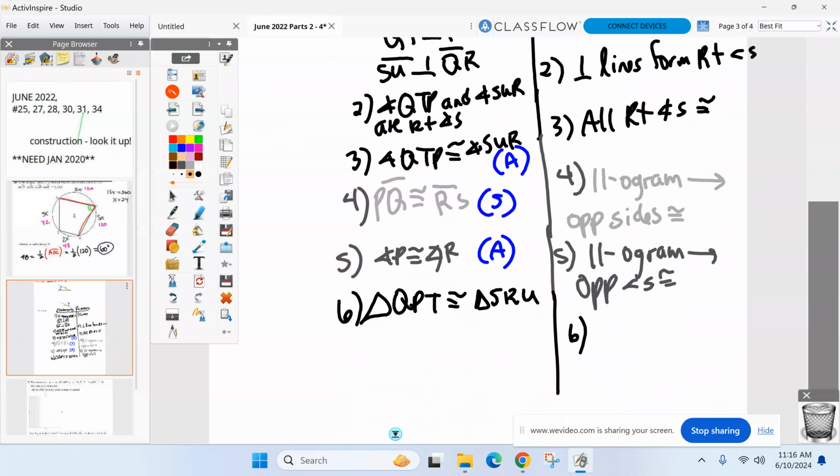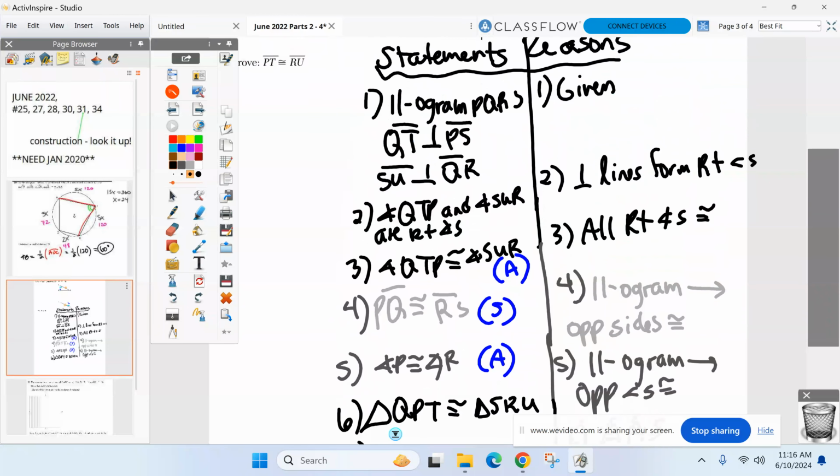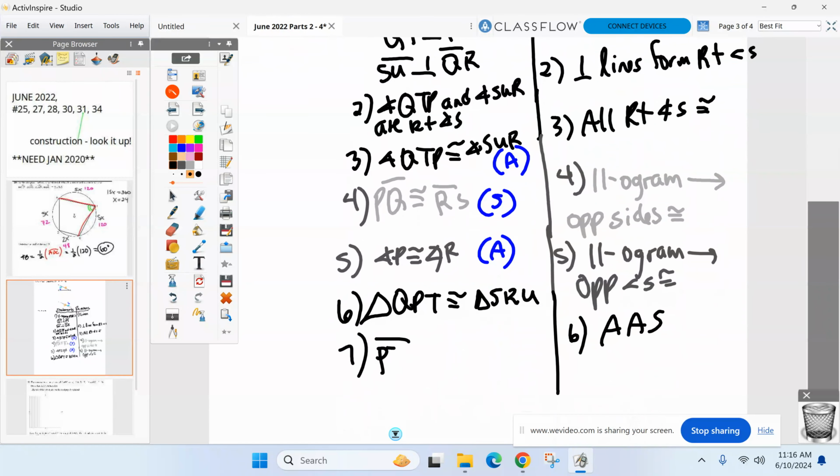Method. Where's the side? In between or no? Nope. Angle, side. And this is why we did all this work, right? To get to this part now, after the triangles were congruent, to say PT congruent to RU. Let it roll. CPCTC. That was not bad at all.